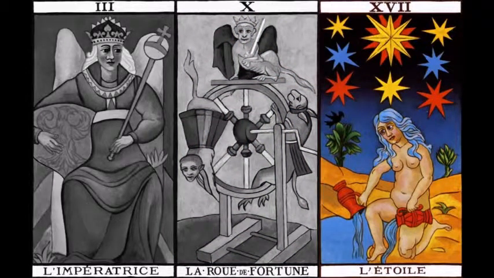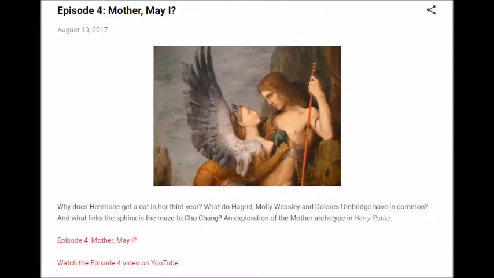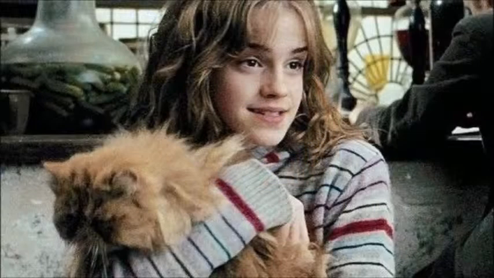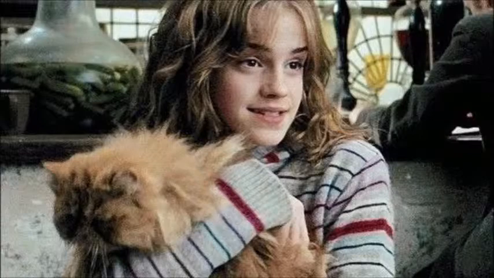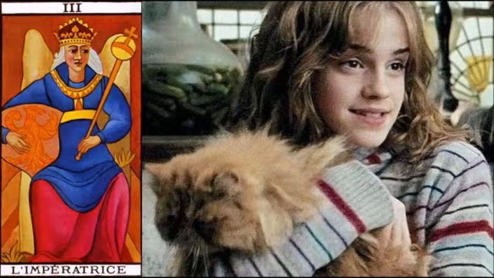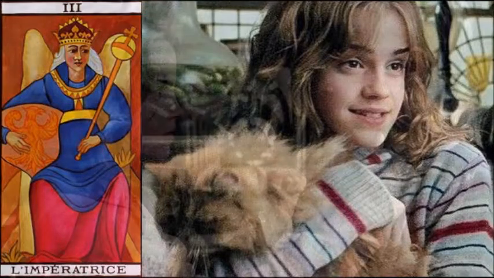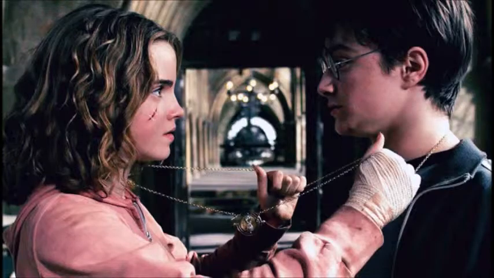In episode 4, Mother May I, I talked about Hermione Granger being the character who best embodies the mother, the ruling archetype for the 3rd book. She also happens to be the character who best embodies the Empress in Prisoner of Azkaban, which is the tarot equivalent of the archetypal mother, since Hermione's actions drive much of the book and she is a key player during the climactic time travel sequence.